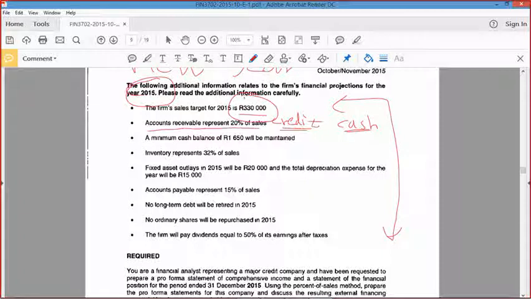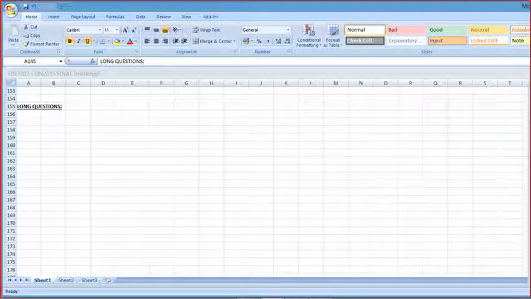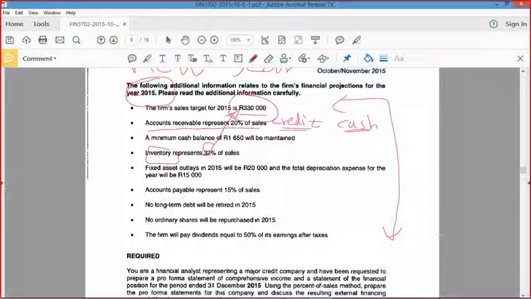Then they say inventory represents 32% of sales. So how do I work out a percentage of something? I just multiply the 32% by the sales. And what does that give me? It gives me the inventory. Do you agree? Yes. What else do they say in the question? Well, the fixed assets are going to be 20. Depreciation is going to be 15.